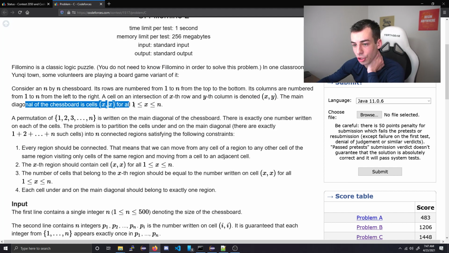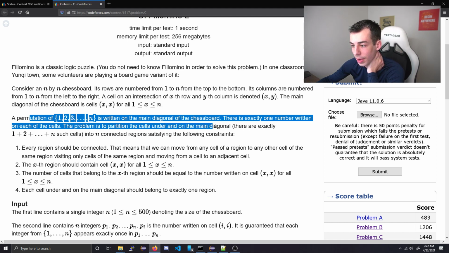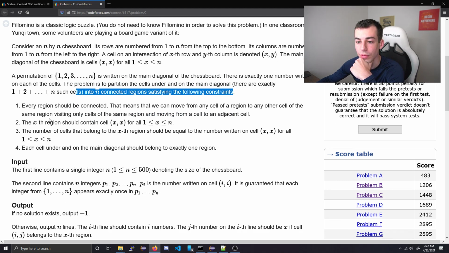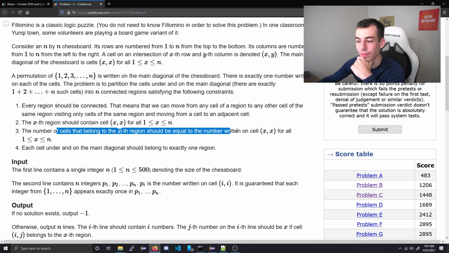The main diagonal of the chessboard is the cells xx. A permutation was written on the main diagonal. There's exactly one number written on each of the cells. The problem is to partition the cells under and on the main diagonal into n connected regions, satisfying the following constraint. Each region should be connected. The xth region should contain cell xx. The number of cells that belong to the x region should be x.